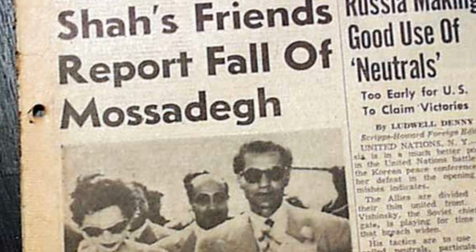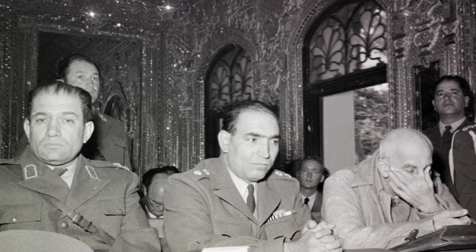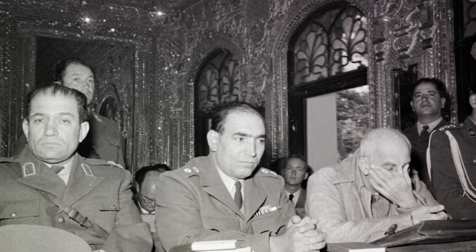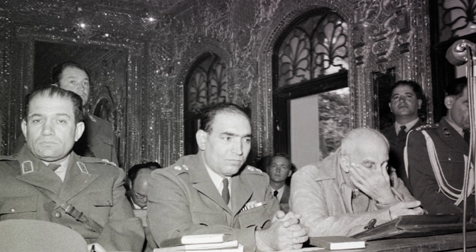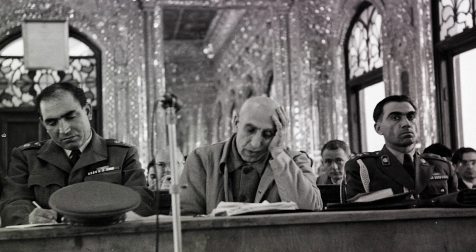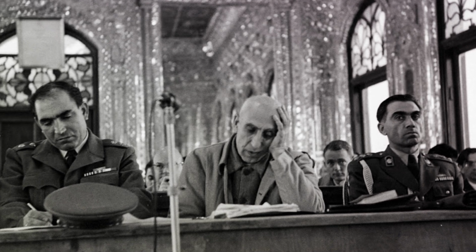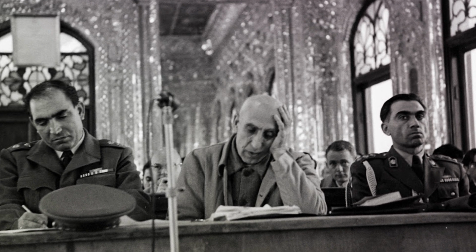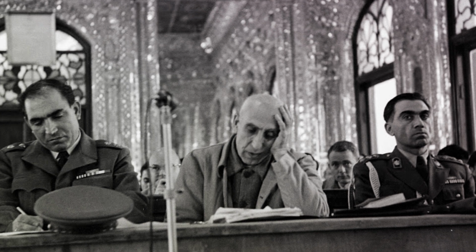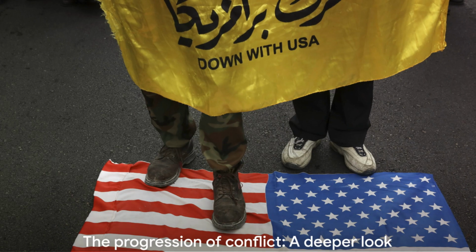Mossadegh was then arrested, tried, and convicted of treason by the Shah's military court. He was sentenced to death, but on the Shah's personal orders, his sentence was commuted to 3 years in solitary confinement in a military prison, followed by house arrest, under which he remained until his death.